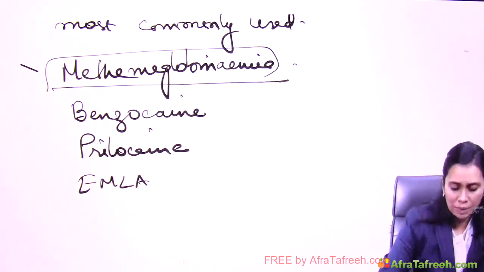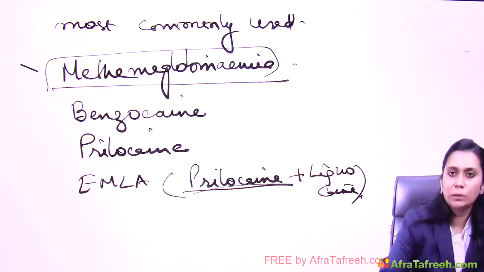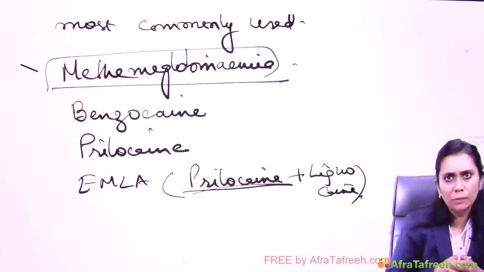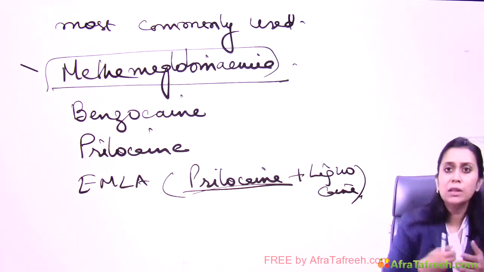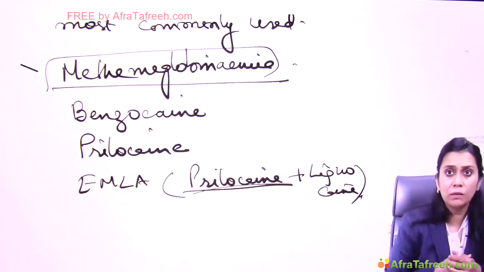A mixture of two local anesthetics, prilo and ligno. Because of prilocaine, this can cause methemoglobinemia, right? Nitrobenzene compounds can also cause methemoglobinemia. These three local anesthetics can cause methemoglobinemia, which is asked in exams. So we have to keep it in mind.